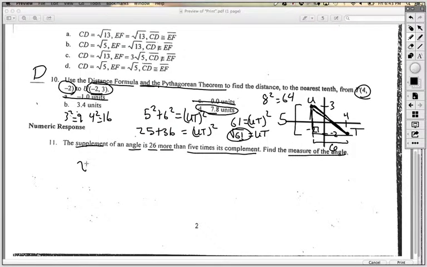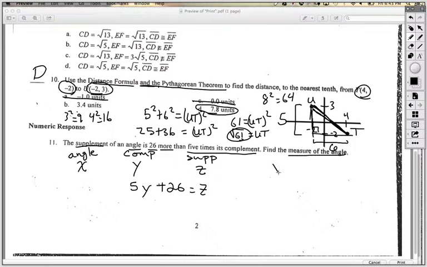Okay, so let's start with an angle. There's our angle X. And we're going to call the complement Y. And we'll call the supplement Z. So the supplement of an angle is 26 more than 5 times its complement. So the supplement Z is equal to 26 more than, so we've got to add 26 to 5 times the complement. So 5y plus 26 equals Z.